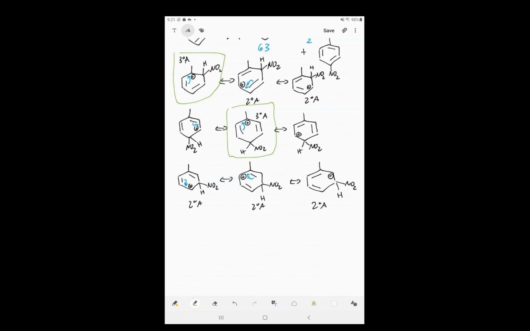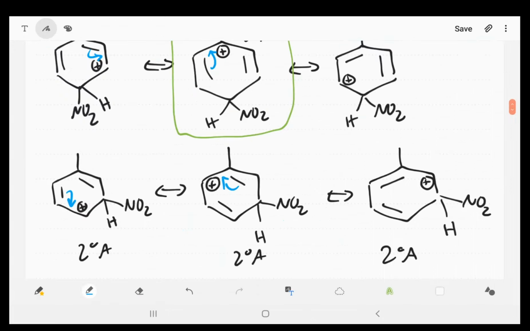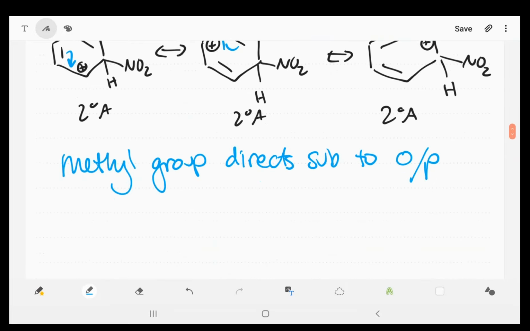So as a result, we're going to see that the methyl group will direct it to ortho and para positions as a result. I guess I need to be grammatically correct there. So it'll direct it to the ortho-para position as a result because of the resonance. So methyl group will direct this.